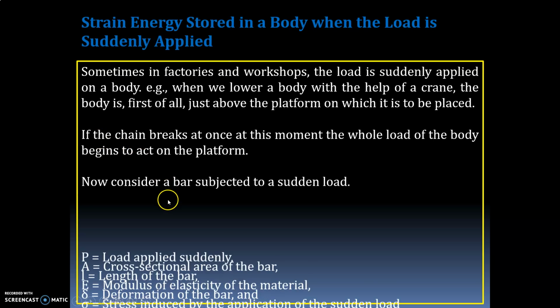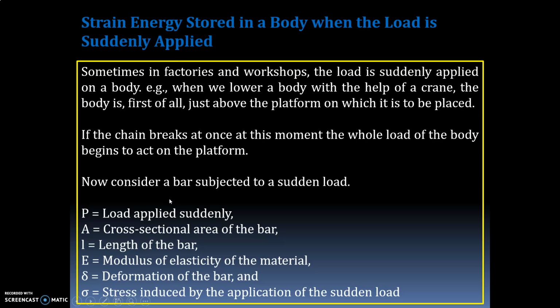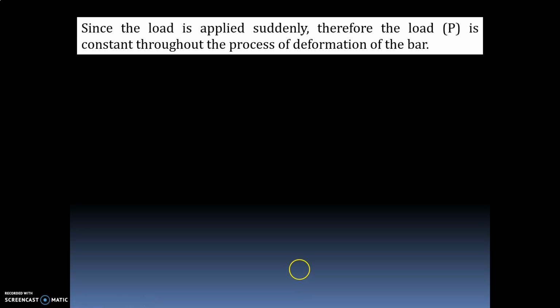Now let us consider a bar subjected to sudden load. What are the terms you have to consider here? P is equal to the load applied suddenly, A is the cross sectional area of the bar, L is the length of the bar, E is the modulus of elasticity of the material, delta is the deformation of the bar, and sigma is the stress induced by the application of sudden load. We'll see what is the formula for the strain energy stored and the stress in this case.